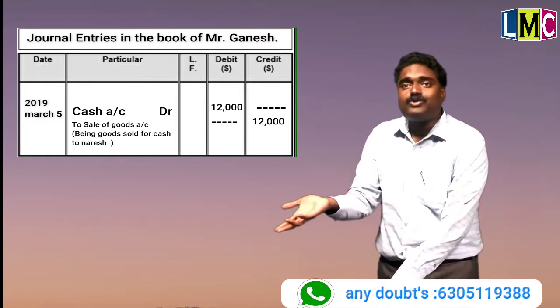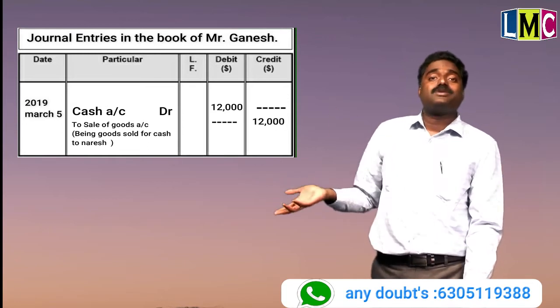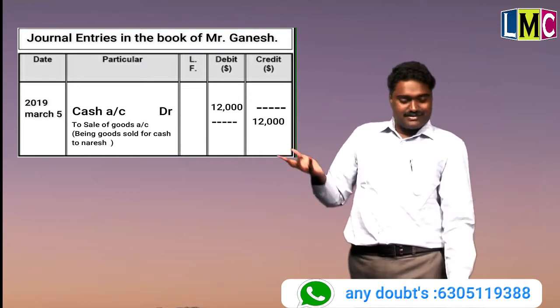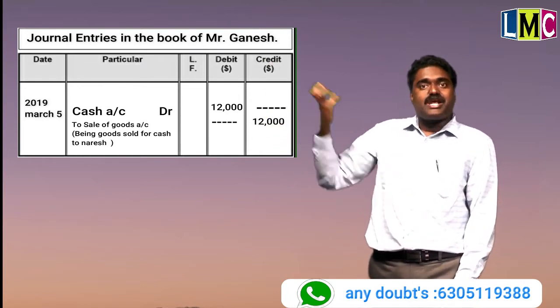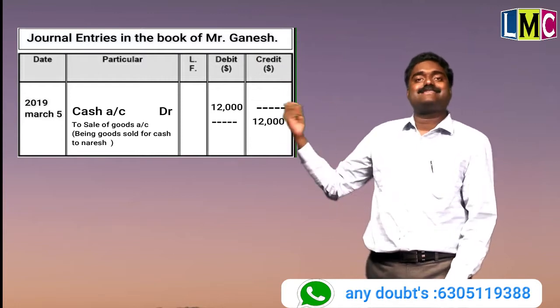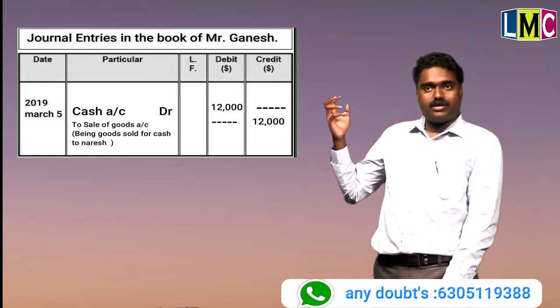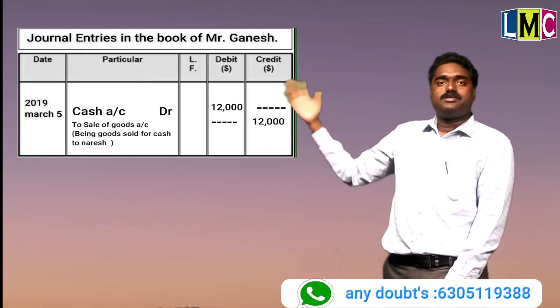Whenever you sell goods, what is coming in? Cash is coming in. So what is going out? Sales. Goods are going out. So cash account debtor to sales account. Cash account debtor to sales account. 12,000 rupees cash is coming in by sales account.